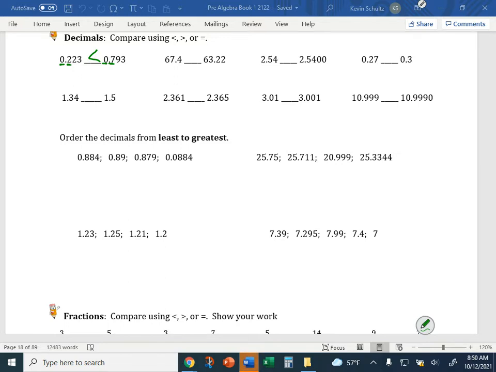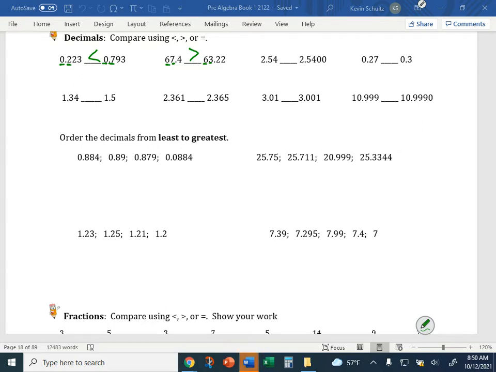Okay. The next one, 67.4 compared with 63.22. What's your thought process for comparing those? What symbol is going in between them, and how do you know? Tony? Greater than. Why? Because 7 is greater than 3. Yeah, again, you start with place value. Start at the left. They both have the same number of tens. We're both talking about something in the 60s here, right? But then you look at the ones, and you've got a 7 compared with a 3. 67 is greater than 63. Doesn't matter what comes after that.